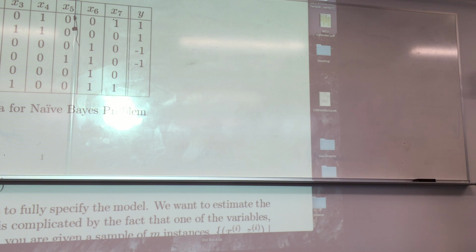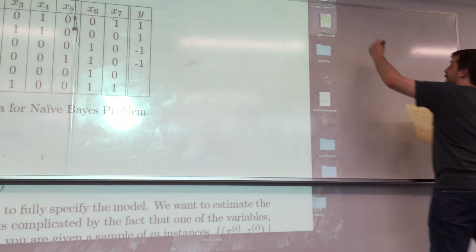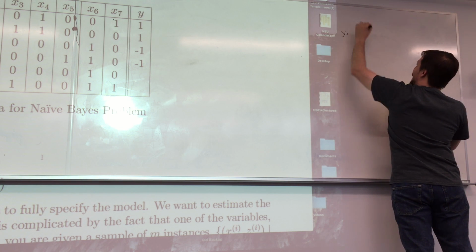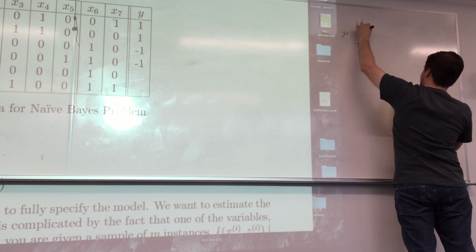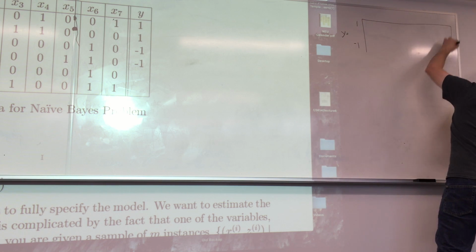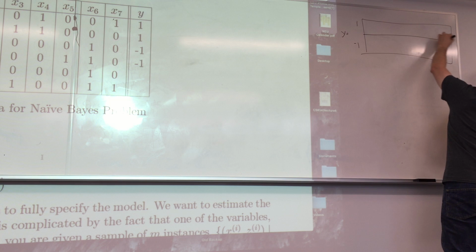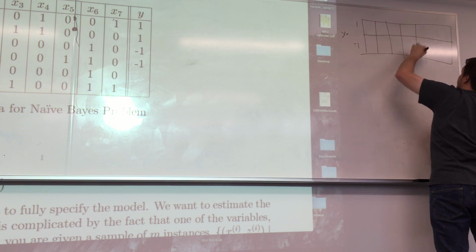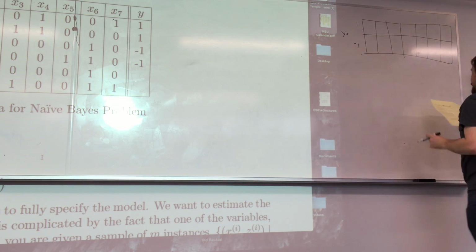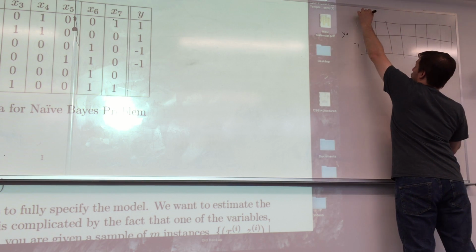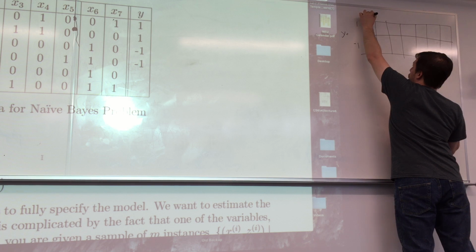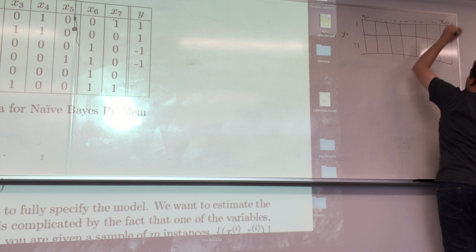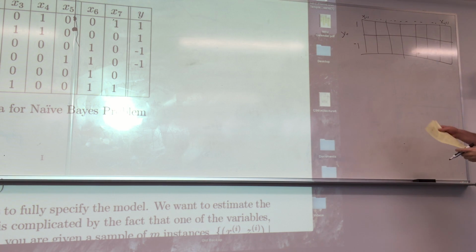So how I did this is I made a little table. It probably has mistakes in it. 1 minus 1. Okay, and this is x1 equals 1, x7 equals 1. And these are the probabilities I get.